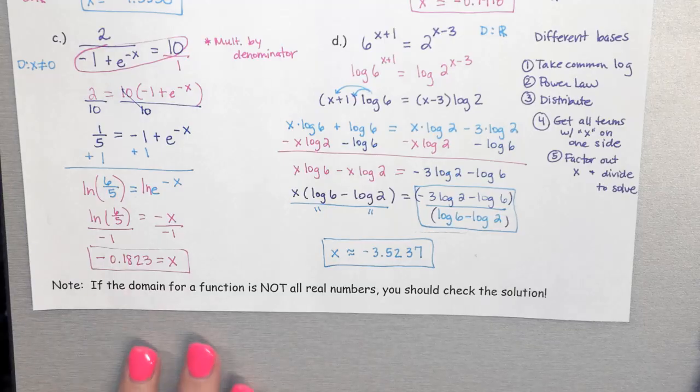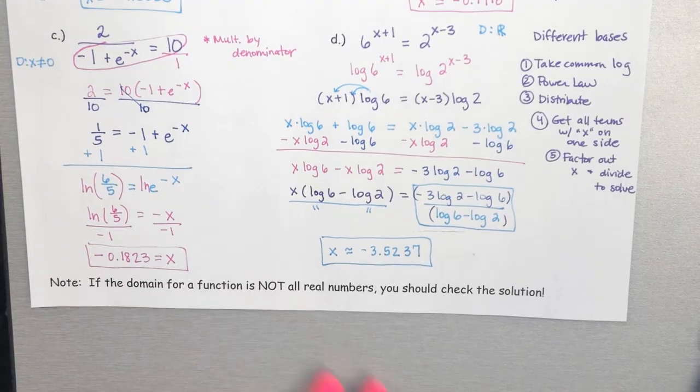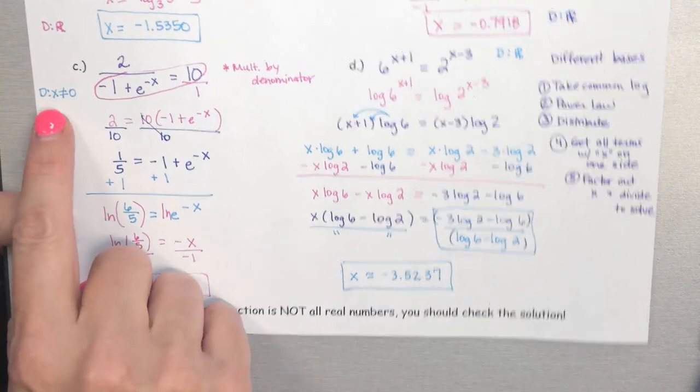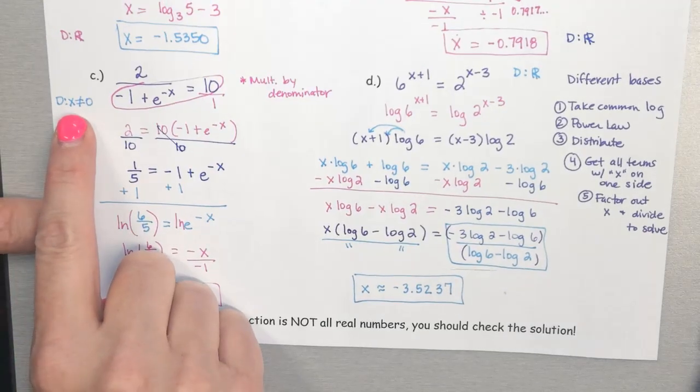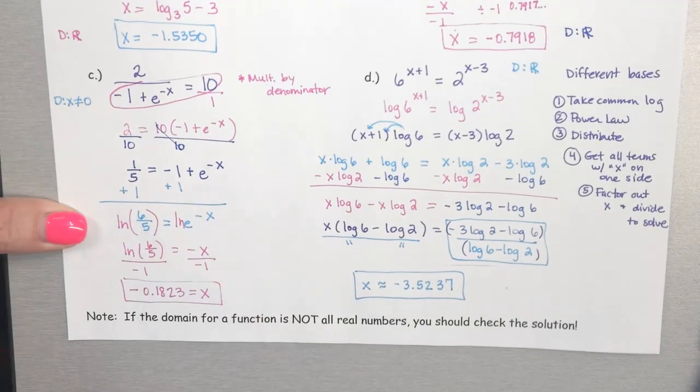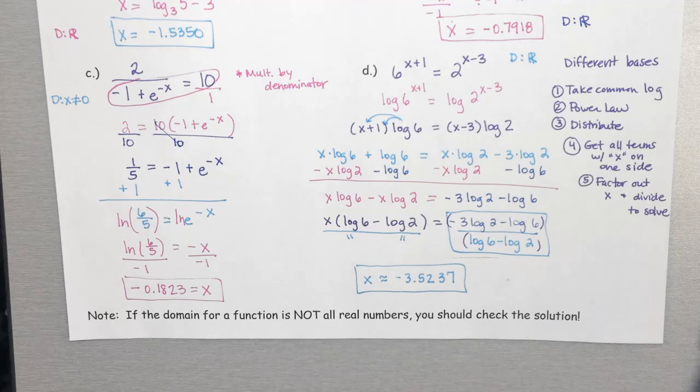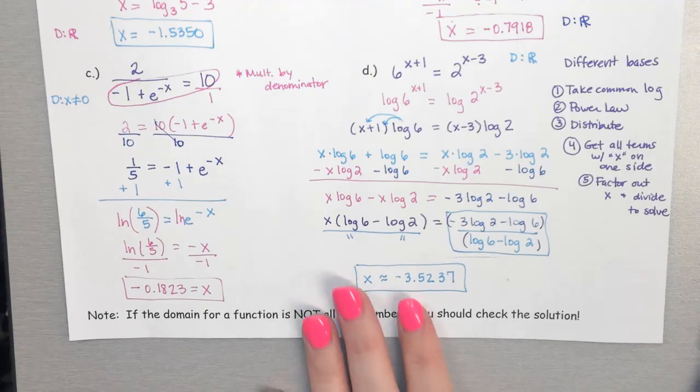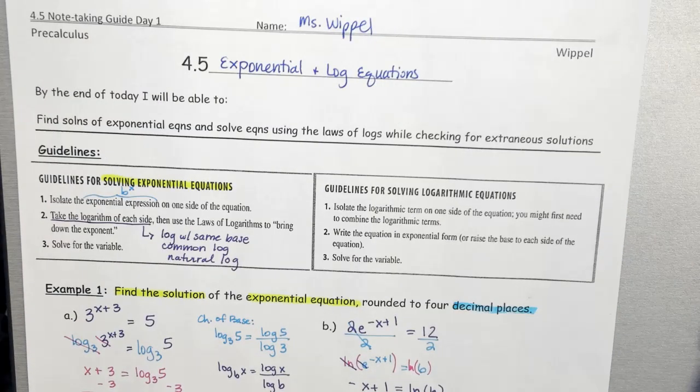Okay, so we talked about if the domain is not all real numbers, you should check the solution. It's as simple as this, right? Just check to make sure that if there's a restriction, the solution does not violate that restriction. Okay, before we go to the other side, let's just look at those guidelines for solving log equations.